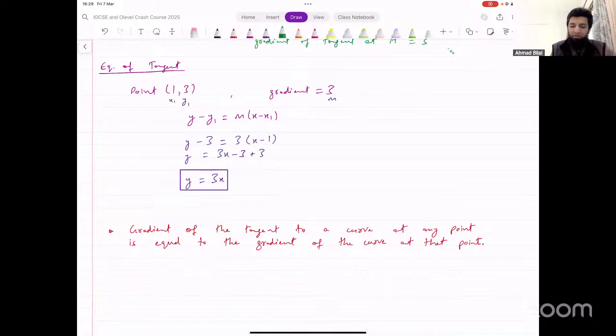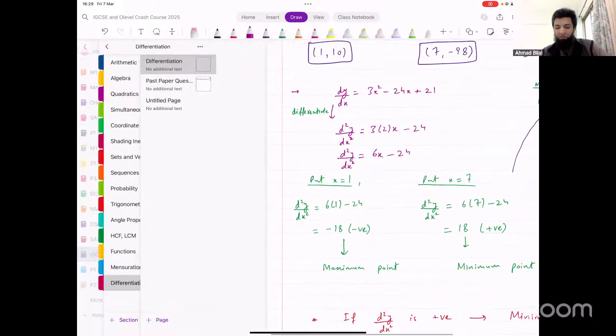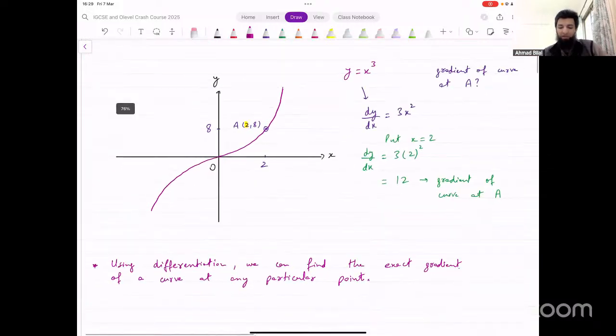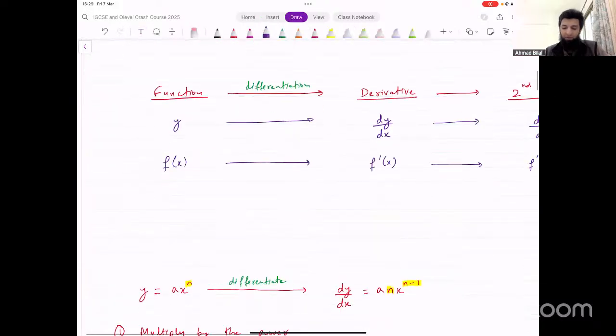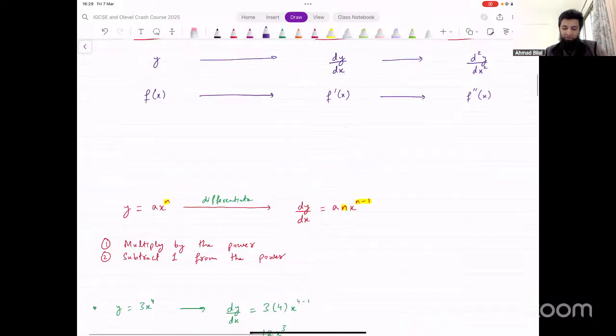So now you have the tangent's gradient and a point on the tangent. You can write down the equation using either y minus y1 equals m into x minus x1 or y equals mx plus c. So these are all the concepts that you need to know for differentiation. First of all, what's the idea of differentiation? What do we use it for? We use differentiation to find gradients of a curve at any particular point. This is the notation that we have, dy over dx or f dash of x.